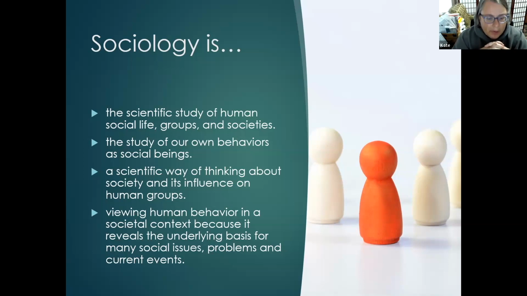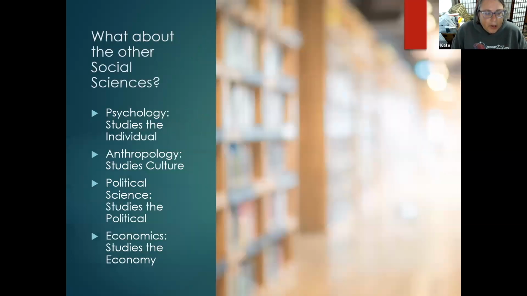So we view human behavior in a societal context because it reveals the underlying basis for many social issues, problems, and current events. So I mentioned psychology, but sometimes there's confusion about what other social sciences cover and what sociology covers. So psychology studies the individual. So going back to my example of someone who self-harms or who cuts themselves, they would study what is going on in this individual's inner life to lead them to self-harm.